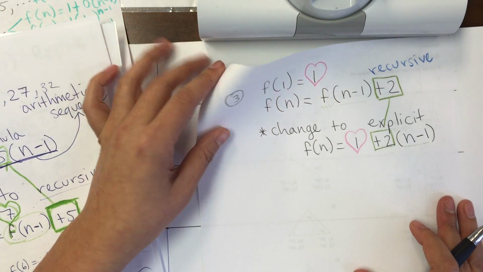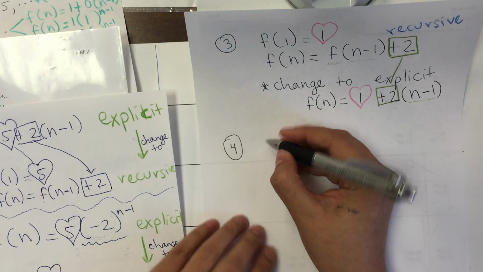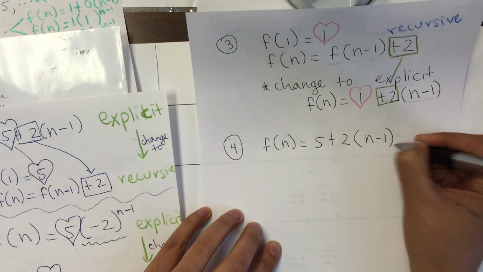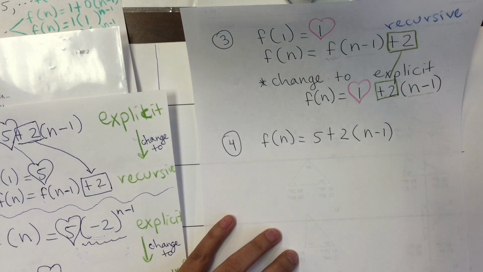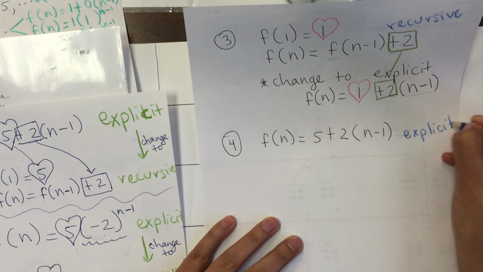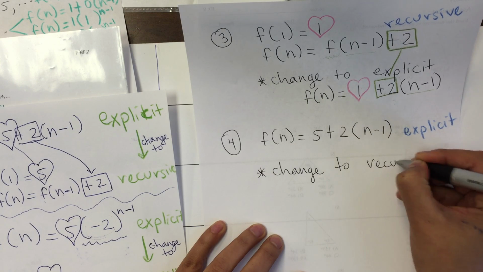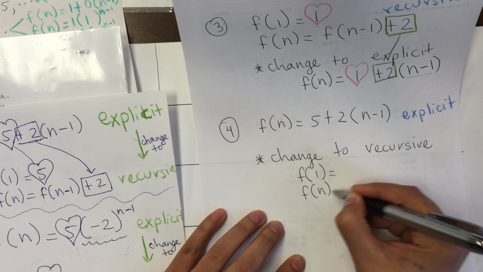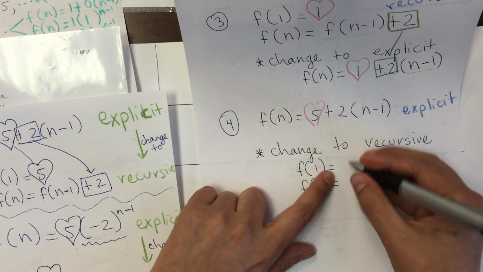Let's do another one. Number 4. If I have f of n equals 5 plus 2 times n minus 1, I'm almost running out of time, but this is only one piece, so what kind of equation is it? Well, it doesn't have 2 pieces, so it's not recursive, so it means that it's explicit. And I'm going to change it now to recursive. I said that for recursive, we need 2 pieces of information. This is always the initial point, which is right here. This is my initial point, so that's what I'm going to put in here.